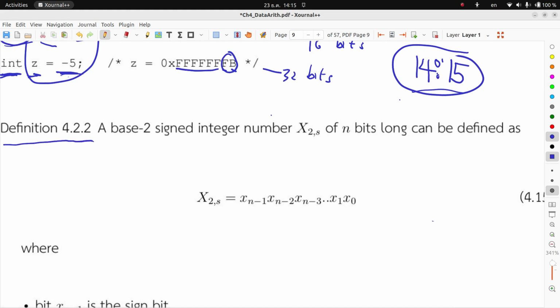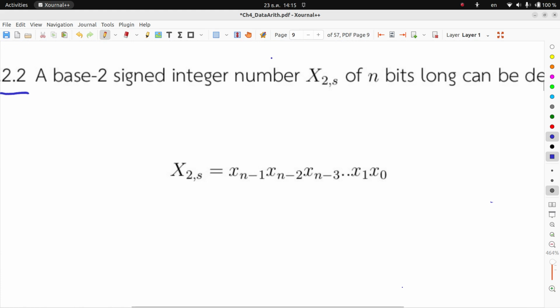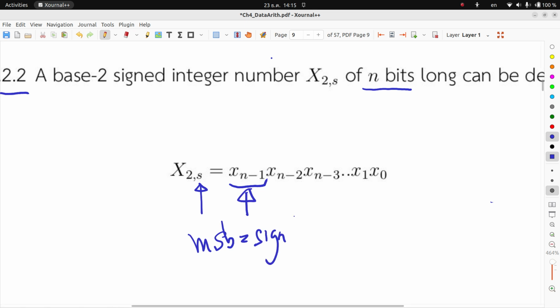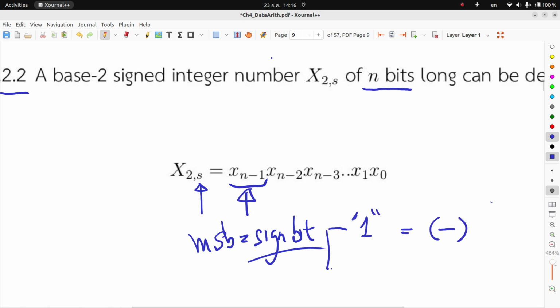Definition 4.22: we have an n-bit long number, and we call it signed because the most significant bit represents the sign bit. Okay? The most significant bit represents the sign bit. If it is 1, that means it's a negative number. If the sign bit is 0, it represents a positive number.